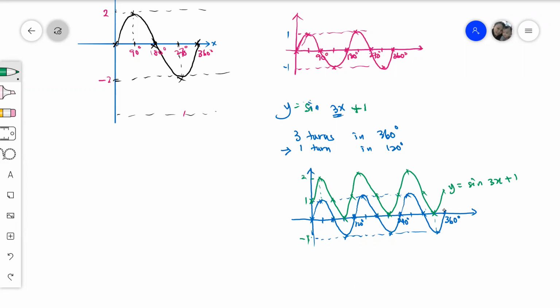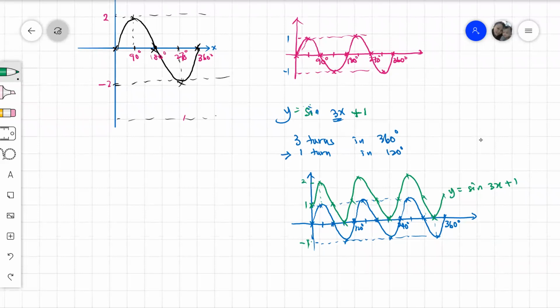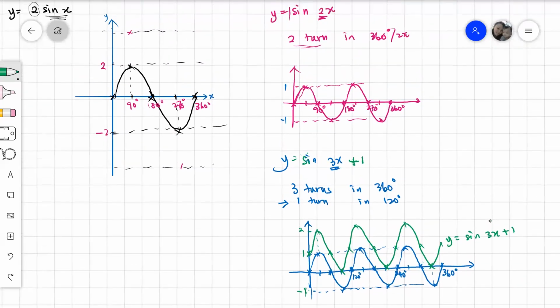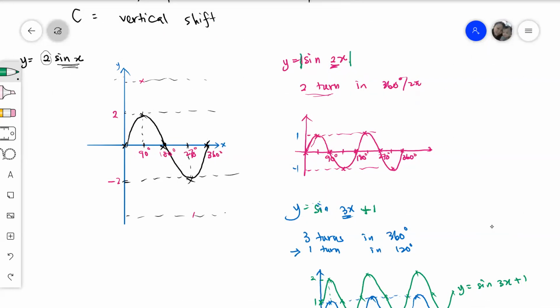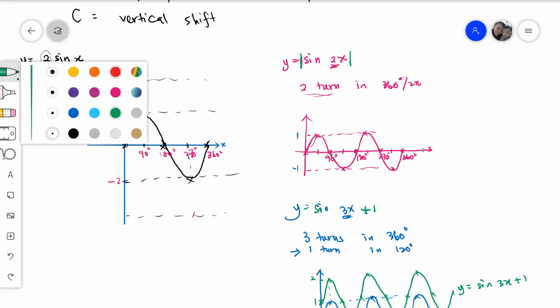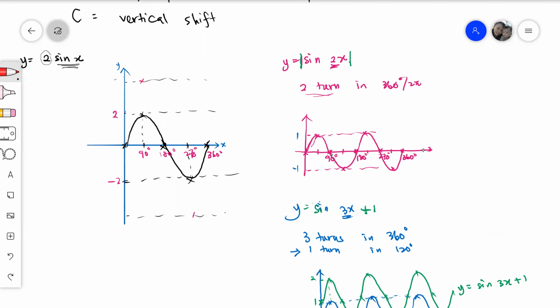Now, what if I have the modulus graph? Okay, the modulus graph. Let me use this one, modulus sine 2x. So modulus means positive. Whatever is negative will become positive. So whatever negative value at the bottom here shall be reflected in the x-axis. So we will have this one. Everything will be reflected upwards.